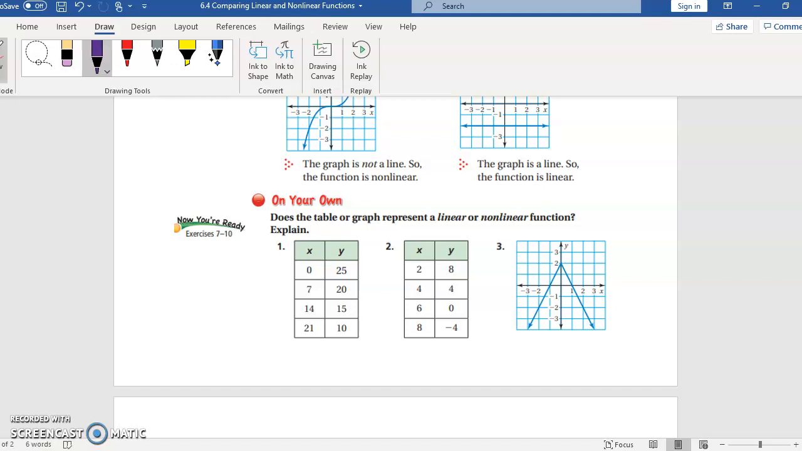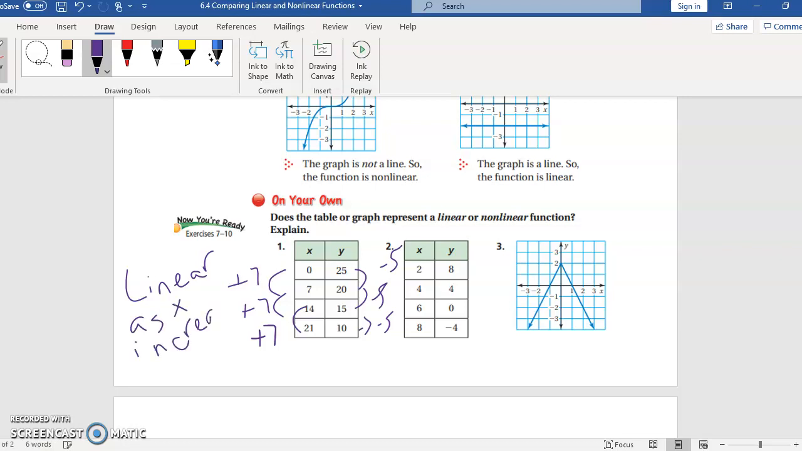Okay, number 1, it looks like my x's all increase by 7, 7, 7. My y's go down by 5. So it's linear, right? And my explanation is as x increases by 7, your y decreases by 5. Sorry about my handwriting. So that would be your explanation.